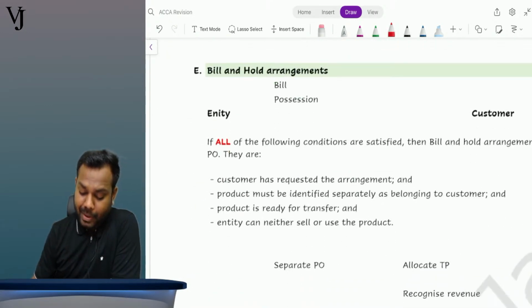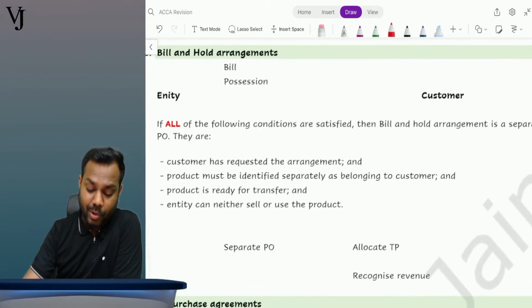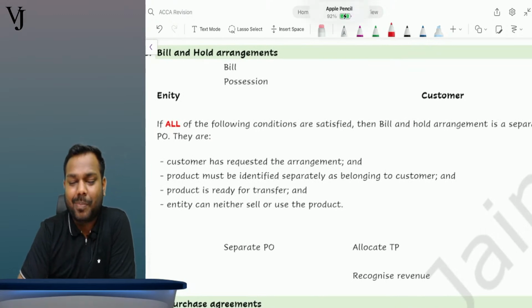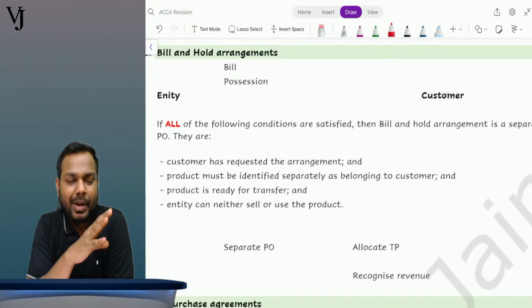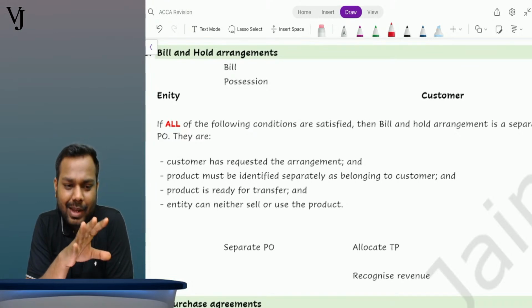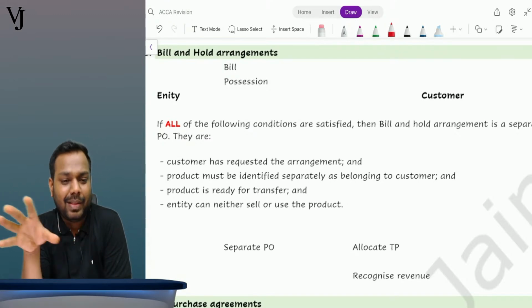Now, bill and hold arrangements. The classic example of a bill and hold arrangement is in a shopping mall: we purchase clothes from one particular outlet and keep them there itself, and then go to another outlet for shopping, because we don't want to carry the load everywhere, right?